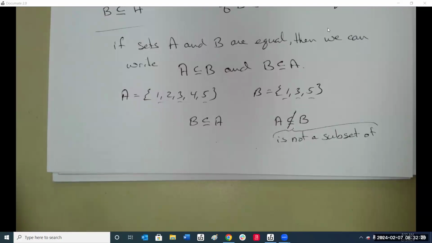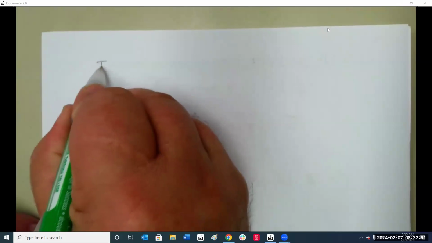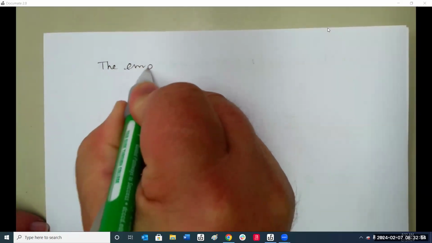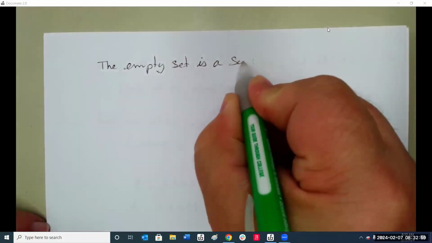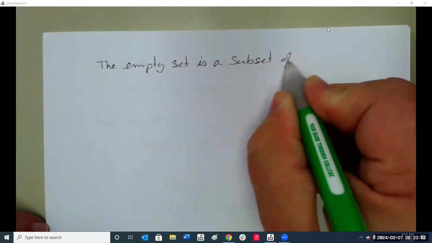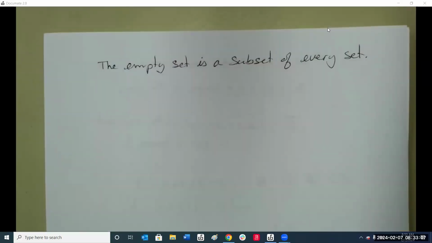So remember I told you the earlier example, we talked about empty sets. And if I list them out, in every set, the empty set is a subset of every set. The empty set is a subset of every set. Let's see what that means. The empty set is a subset of every set. Why?